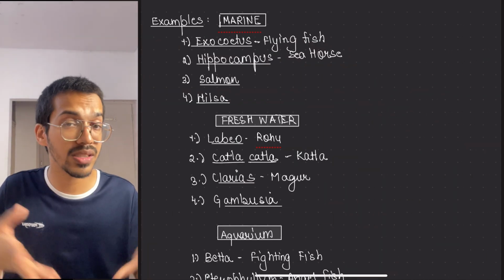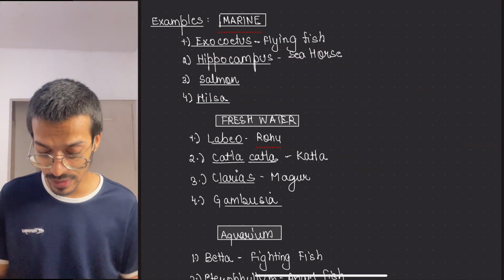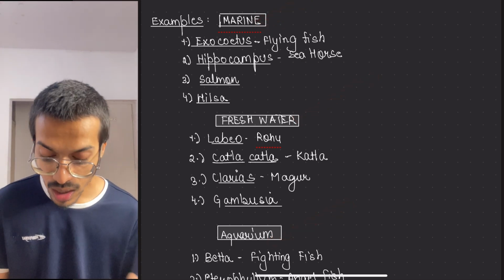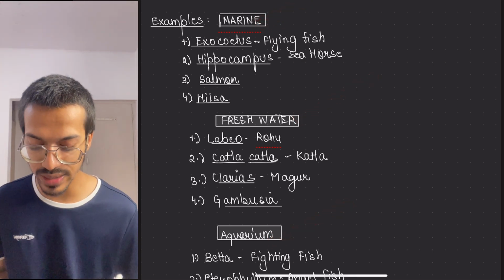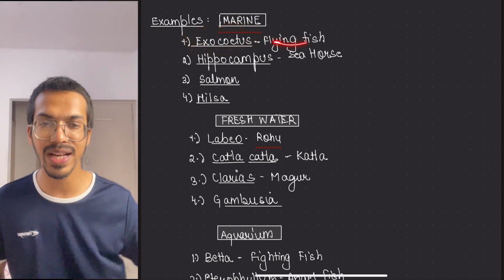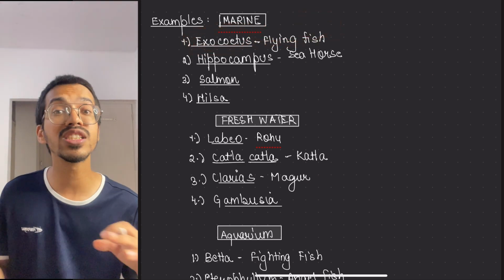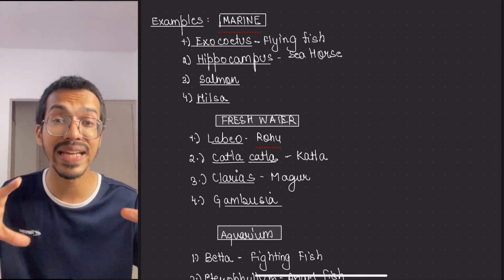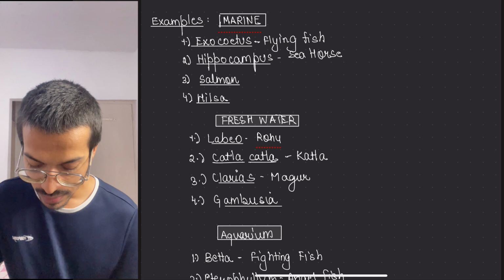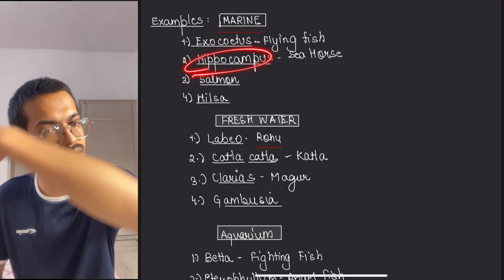Then these are the examples given in NCERT. We have to remember all of them. First, marine examples, freshwater examples, and aquarium examples. In the marine examples, first one is Exocoetus. Exo means outside, coetus means flying. So these are flying fish, coming outside of the water and flying, because their pectoral fins are very big in size, which helps them take a jump up to 6 feet, then glide over and then go down.